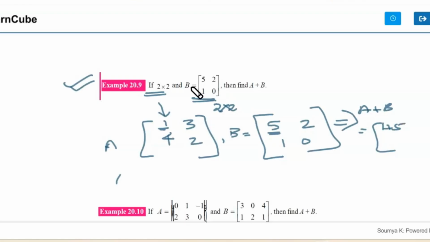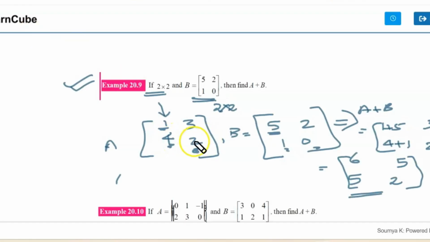Then comes 3 plus 2. Then comes 4 and 1, add 4 and 1. Then comes 2 and 0, add them. After adding, you will get 6, 5, 5, 2. So this is the resulting matrix, and this is the sum of your given two matrices from example 20.9.